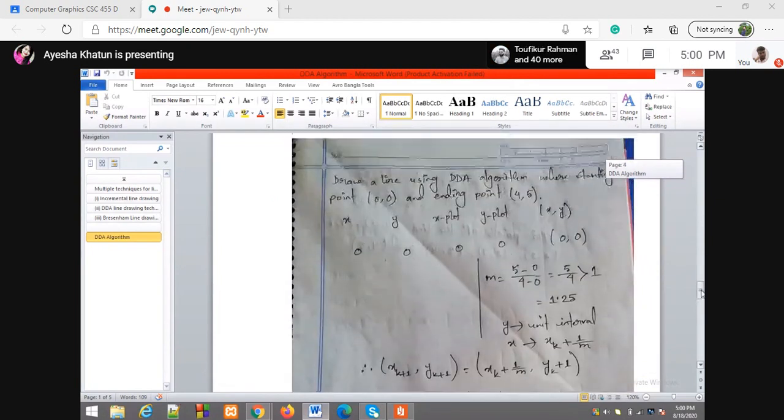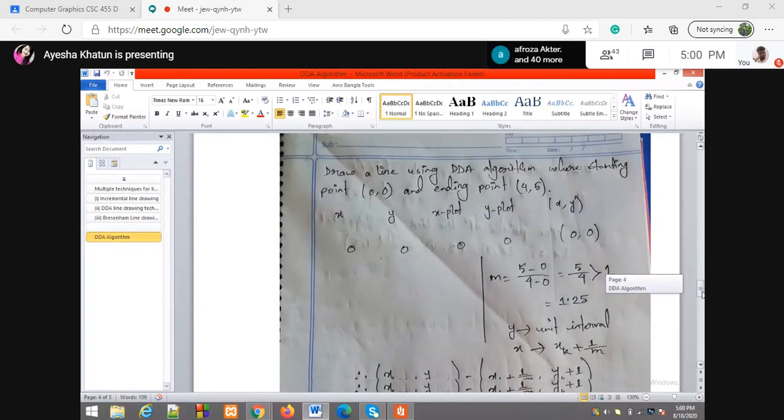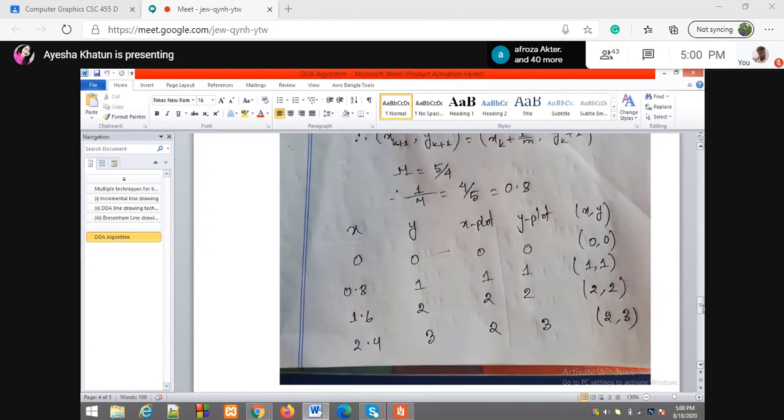See, the problem was this, right? Is it visible? Yes, ma'am. So now, see what was the starting value? Starting value was given 0, 0. That means you have to plot 0 for x and 0 for y. So what will be the first coordinate? 0, 0, right? Now you see what we have to do. The next step is that we have to calculate the slope. So calculate slope. So what we will get? That is 5 by 4, right?